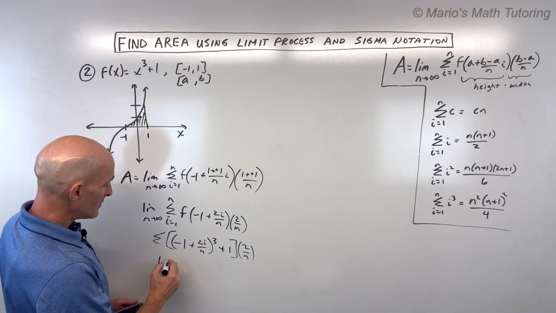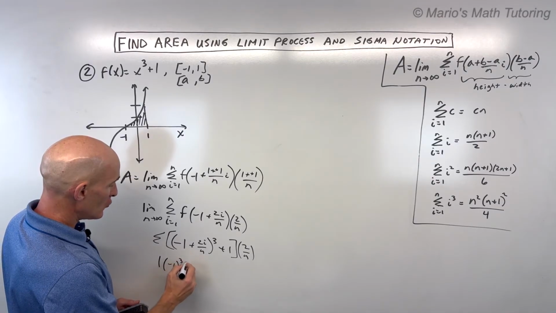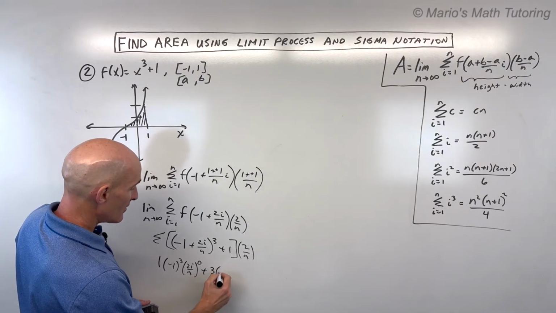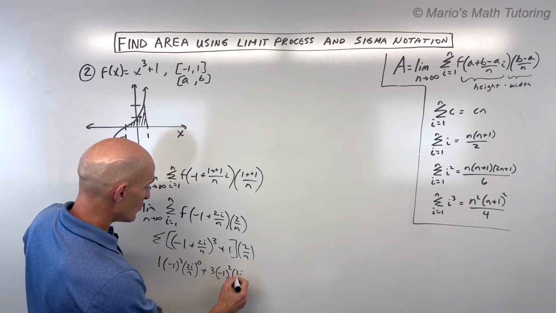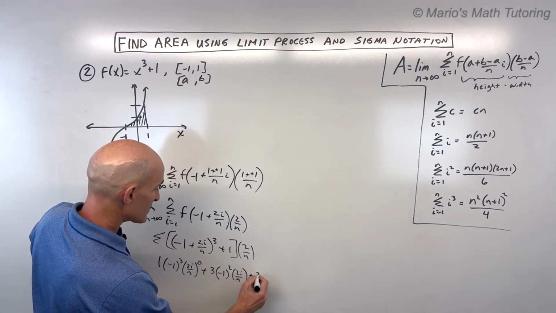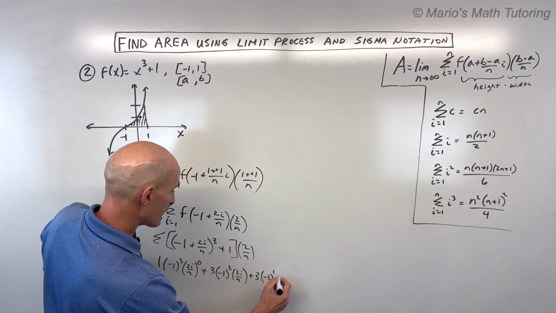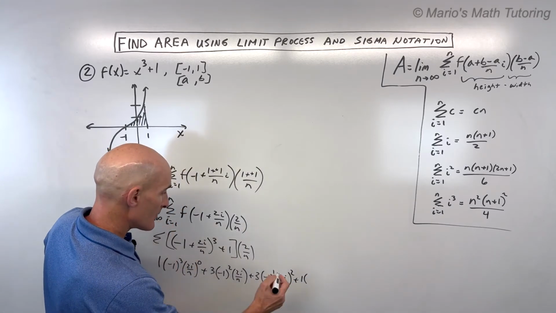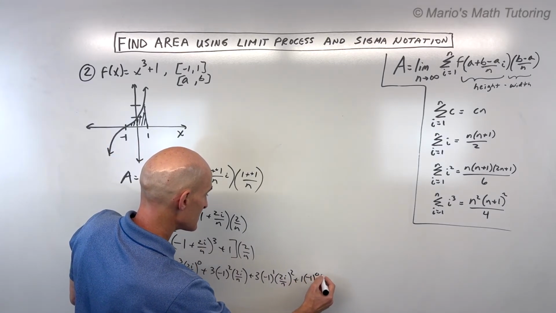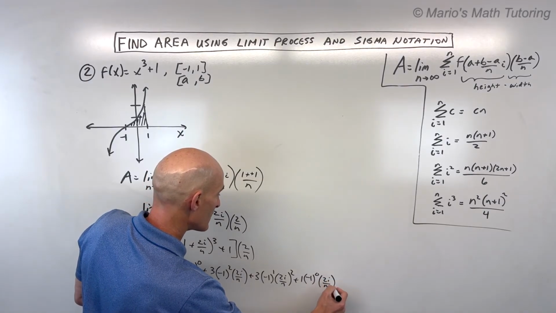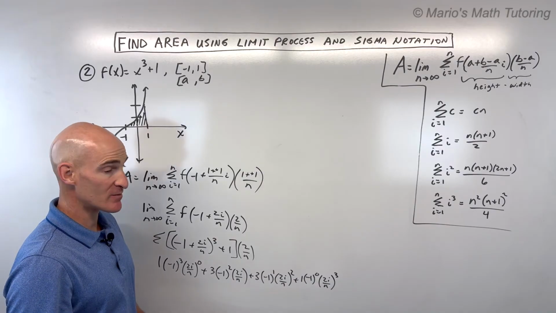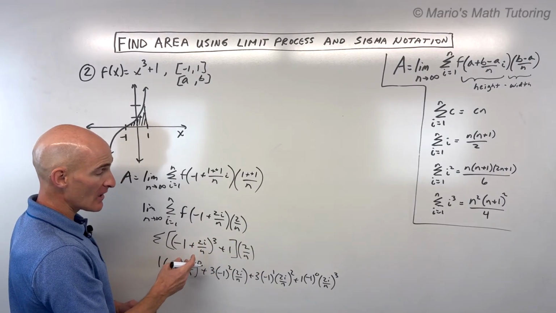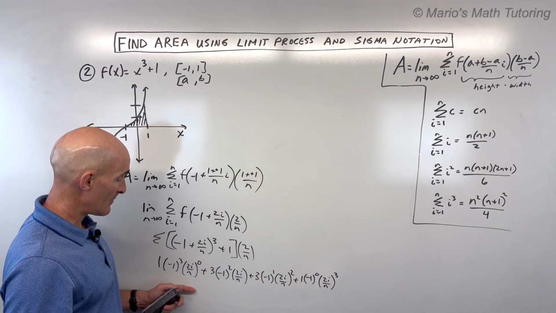It's going to be 1, negative 1 cubed, 2i over n to the 0, plus 3, negative 1 squared, 2i over n, plus 3, negative 1 to the first, 2i over n squared, plus 1, negative 1 to the 0, 2i over n to the third. Okay, so that's the binomial expansion theorem. It just helps us, instead of having to write negative 1 plus 2i over n 3 times and FOIL it out, we're using the binomial expansion theorem to make this a little bit easier.